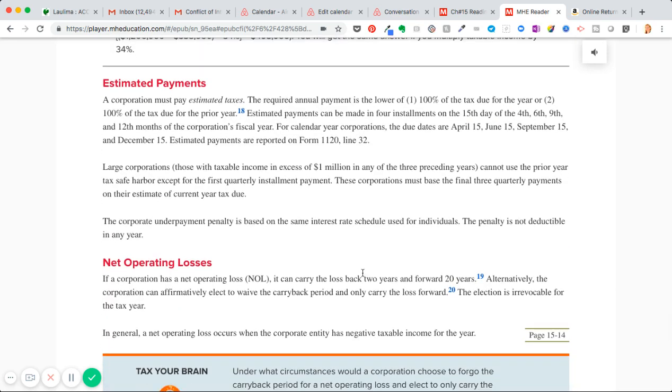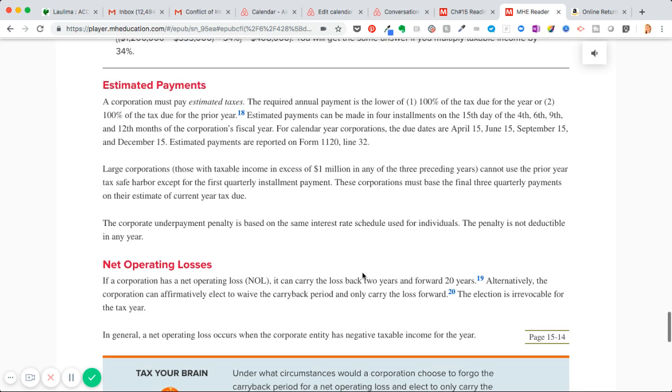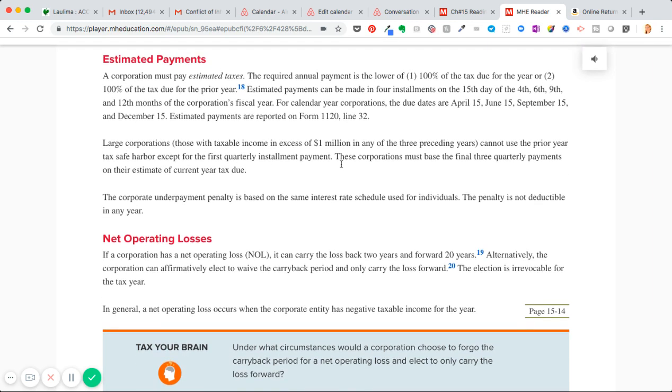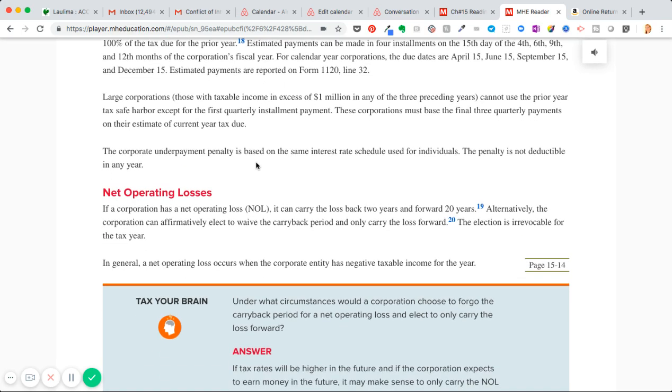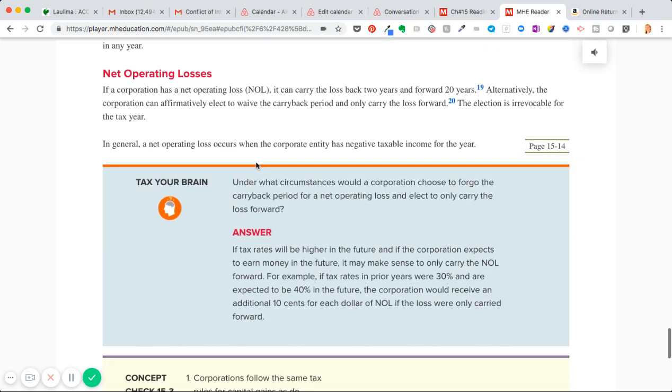So estimated tax payments: corporations must pay estimated tax just like individuals. Their estimated tax dates are April 15th, June 15th, September 15th, and December 15th. They report them on Form 1120 at the end of the year as well. Large corporations have special safe harbor rules for quarterly taxes. They must make quarterly tax payments essentially.